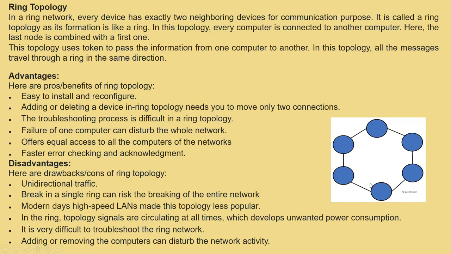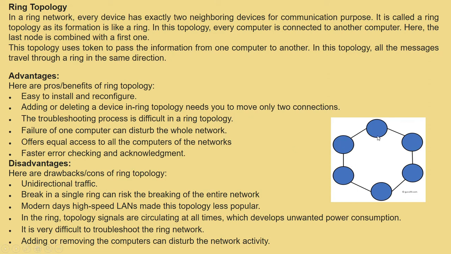Then what advantages are you getting from this ring topology? Easy to install and reconfigure. Adding or deleting a device in ring topology needs you to move only two connections. The troubleshooting process is difficult in a ring topology because the error is not easy to find out. Suppose one message is not passing to another, it is not easy to find out on which node the problem arises.